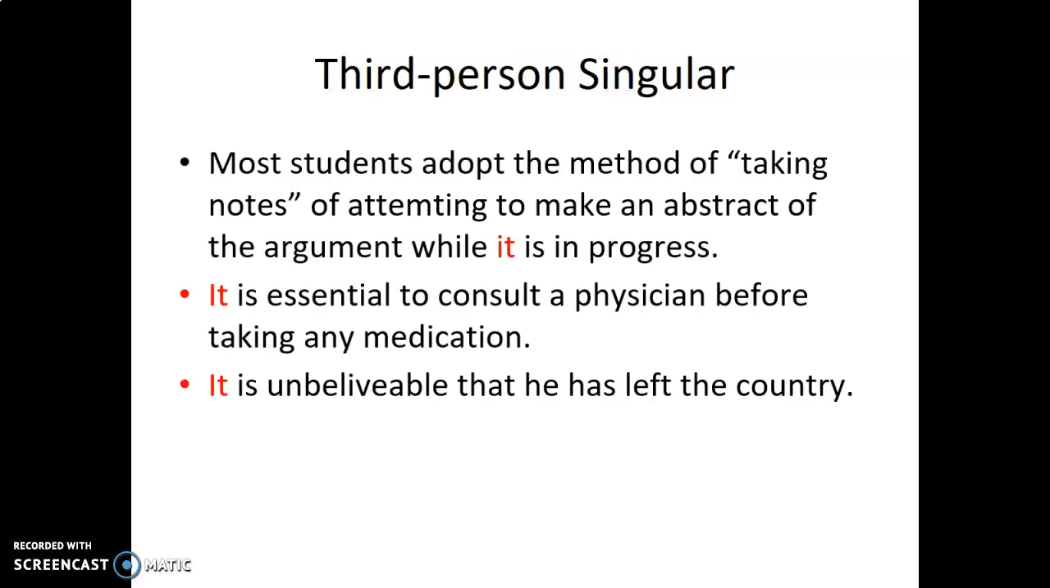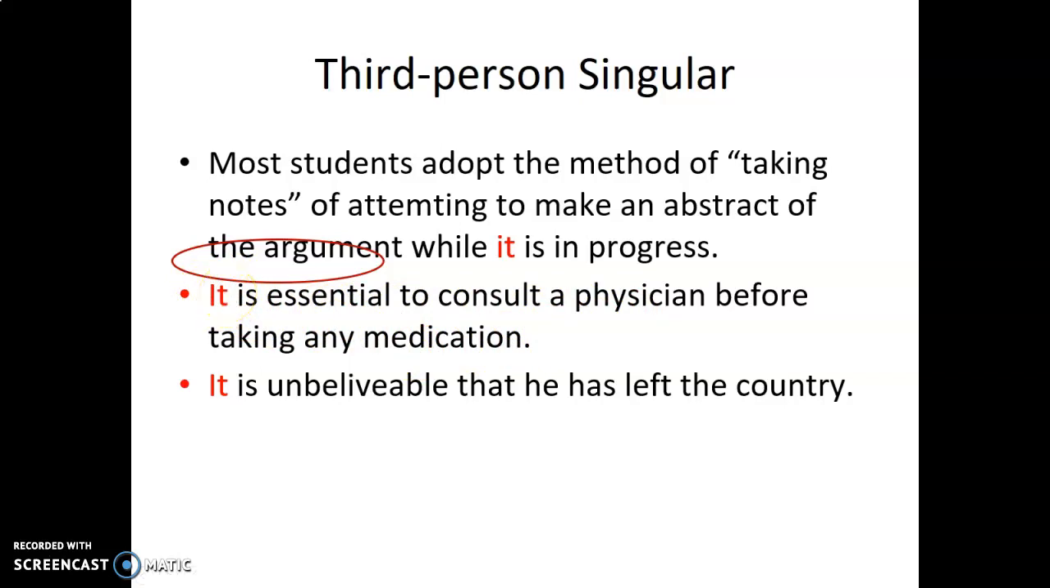Let's take a look at some examples where the pronoun it is used. So the first one, most students adopt the method of taking notes of attempting to make an abstract of the argument while it is in progress. So it refers to the argument here. However, sometimes it refers to full ideas. Look at this one, for example. It is essential to consult a physician before taking any medication. So it is the subject here, right?